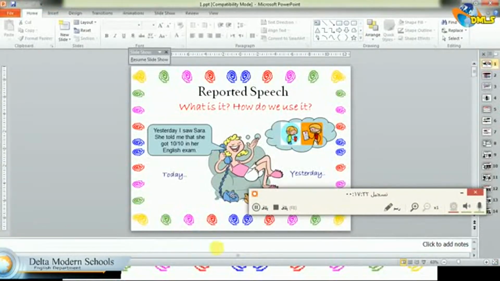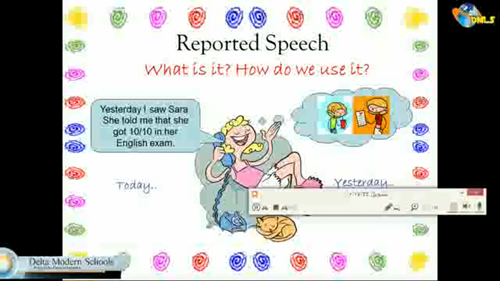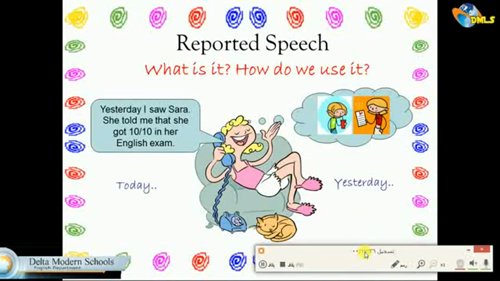So, now, can you tell me what is the difference between direct and indirect speech? We can say that direct speech is a person's actual words, but reported or indirect speech is the meaning of what someone said, but not the actual words.